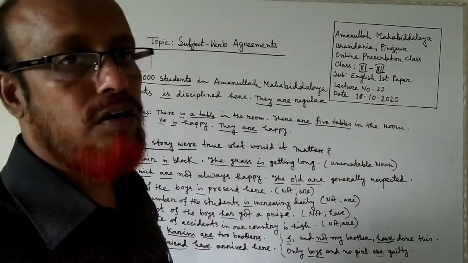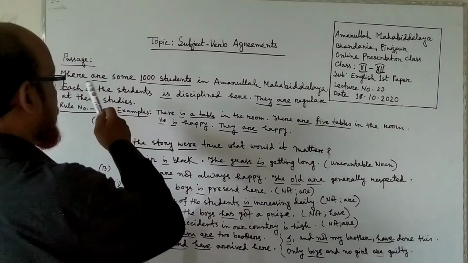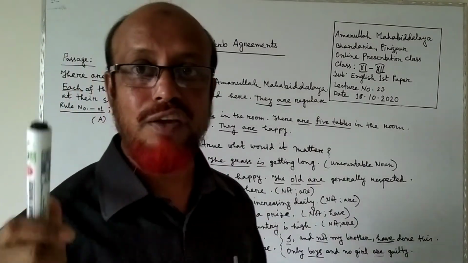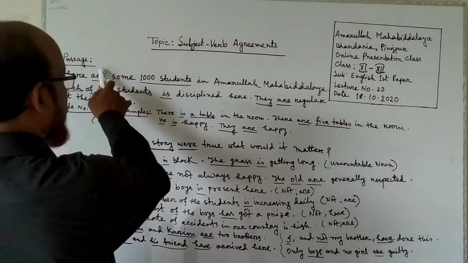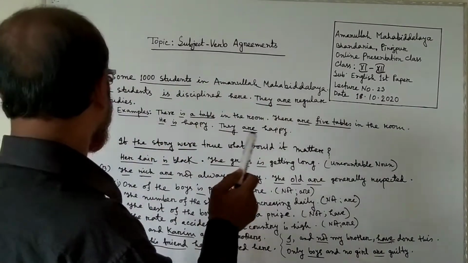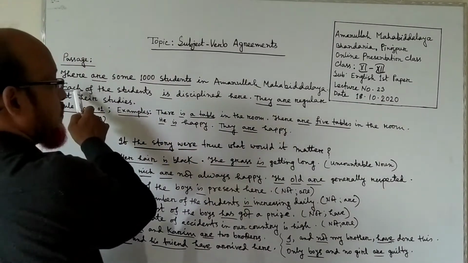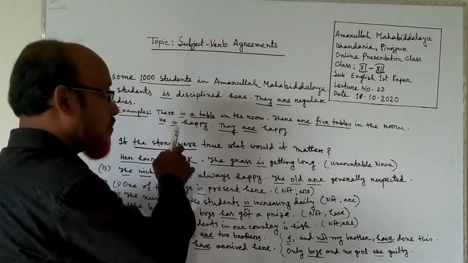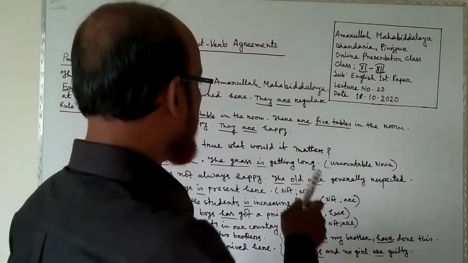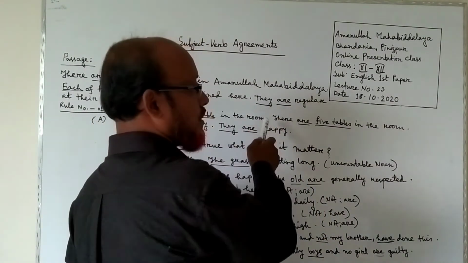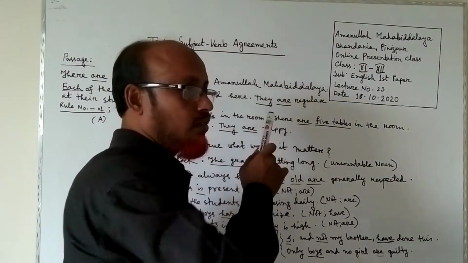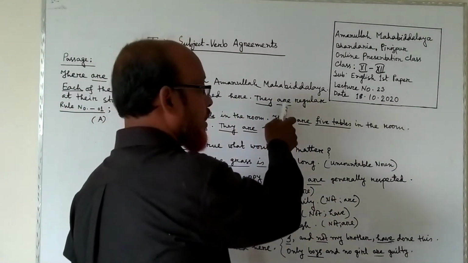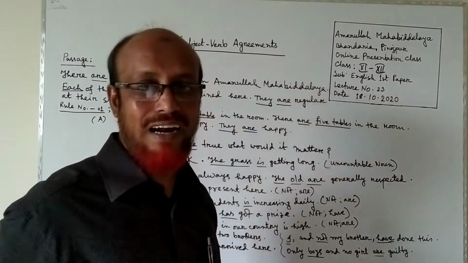In the first sentence, "there" is introductory, and the subject matter is 1000 students. 1000 students is a plural form, so "are" is also plural. In the second one, "each of the students," here "each" is the subject, a singular form, and "is" is also a singular form. In the third sentence, we used "they" as the subject. "They" is a plural form, and we used the verb "are," also plural.